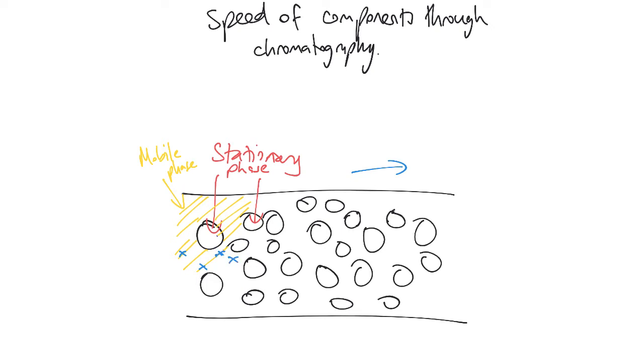I might show the path of just one little particle going through. This particle flows here, flows there, then flows here, then gets stuck again over here. It might stop again, and then it will flow again, and it might get stuck over here. So the idea is that the more times it gets stuck, the slower it's going to be.